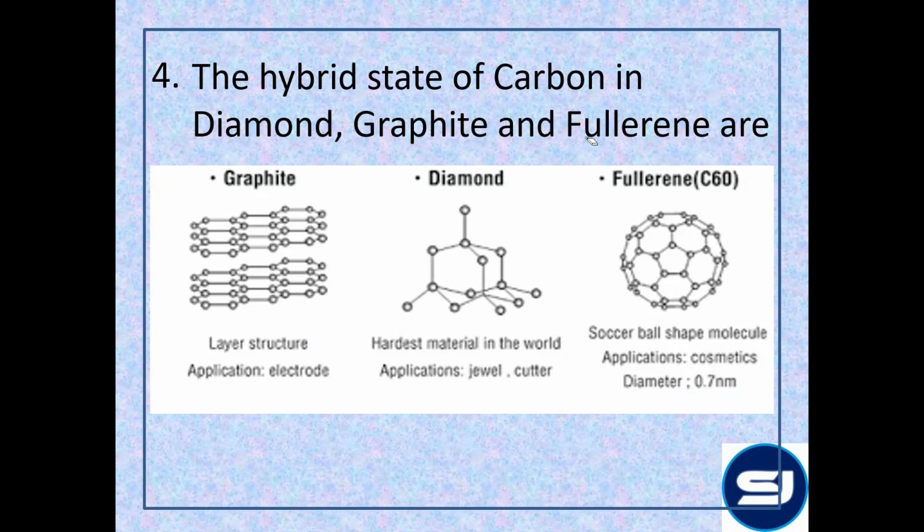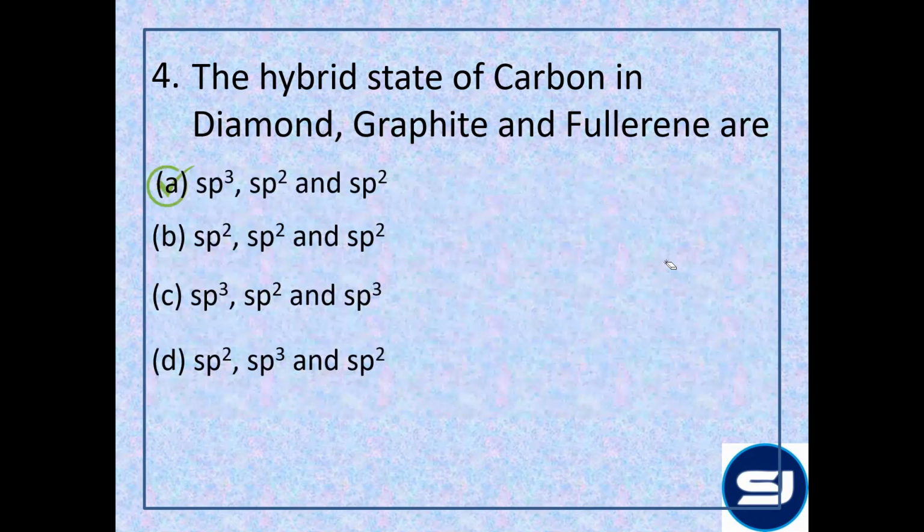Fullerenes are actually derived from graphite, and have a soccer ball structure, and were named Buckminster fullerene. Since it is a derivative of graphite, the carbons here are sp2 hybridized only. So the hybrid state is sp3 for diamond, and graphite and fullerenes have sp2.